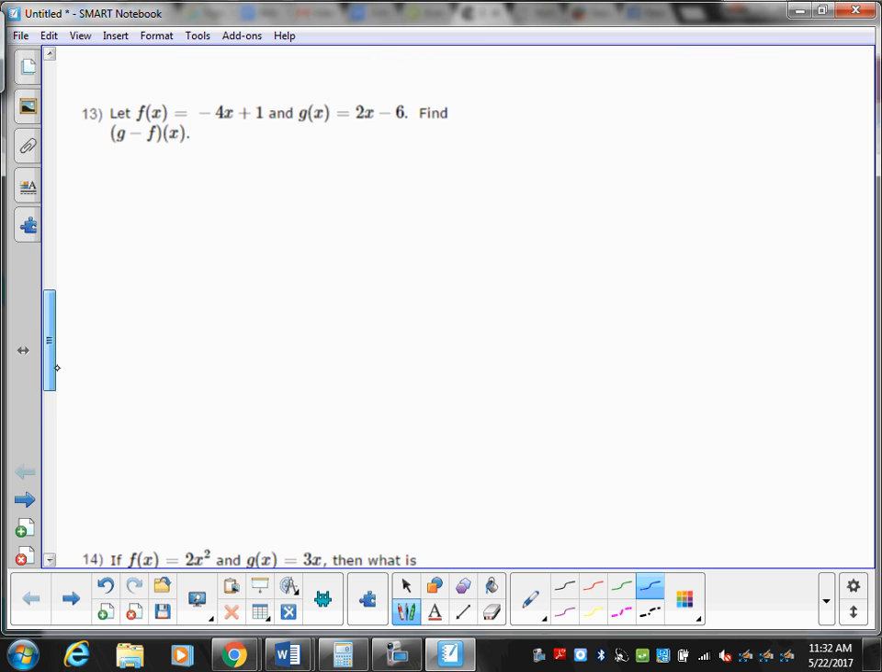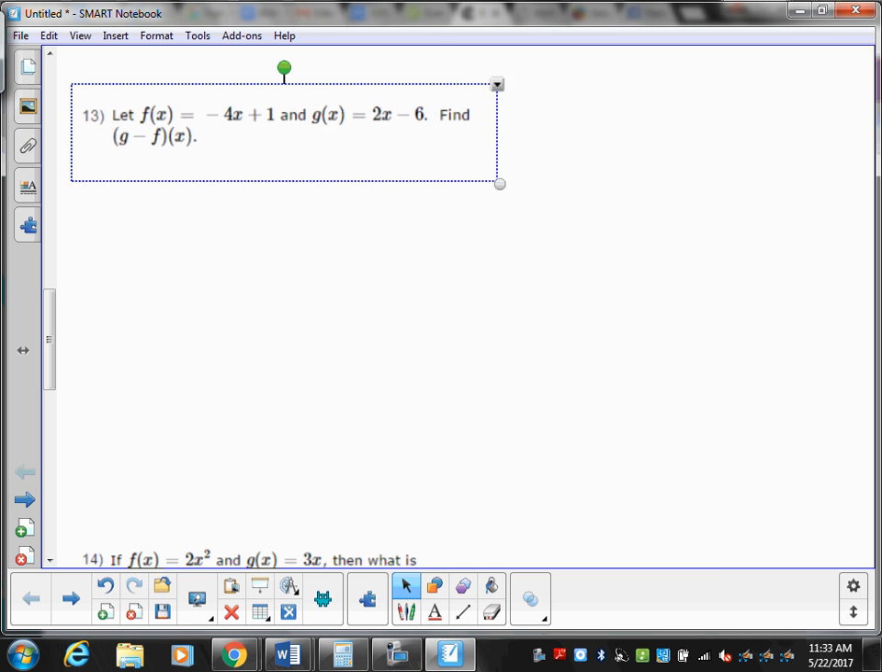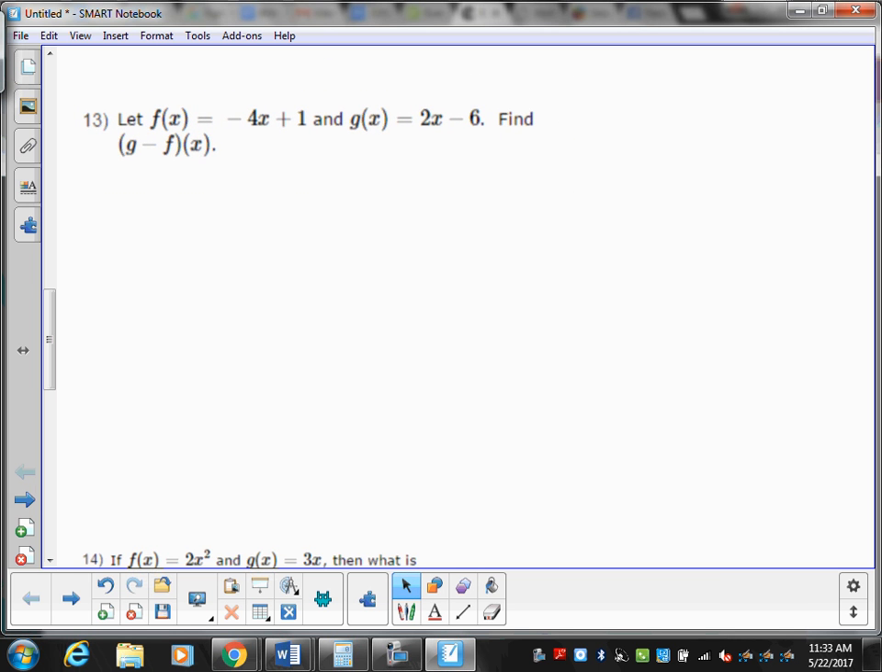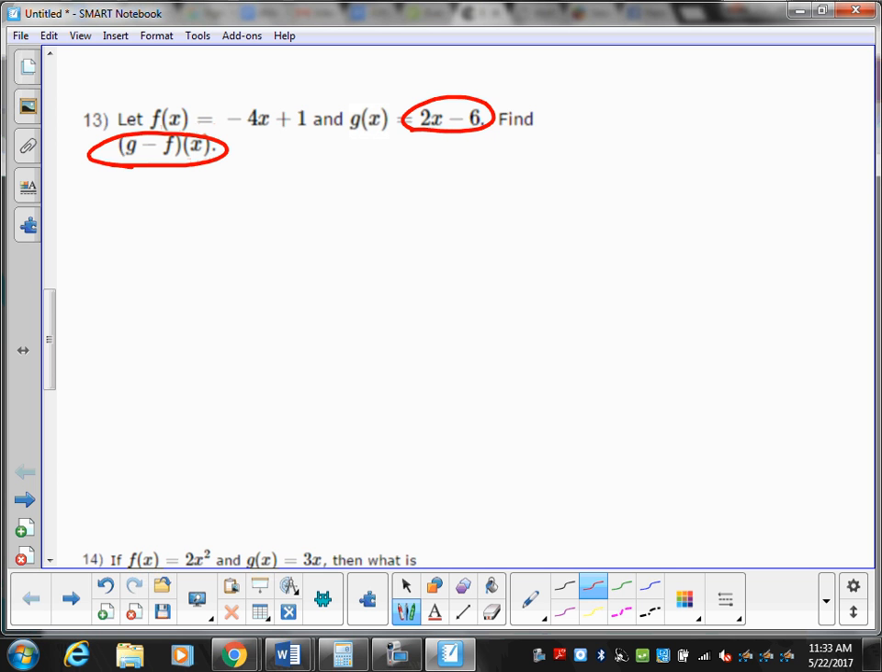Alright. The next one gets us into our combination of functions. Alright. And so what it tells us to do is it wants us to find g minus f of x. So y'all, here's g of x, and here's f of x. So if I'm subtracting those, all I do is take 2x minus 6, that's the g of x, minus f of x, which is negative 4x plus 1.